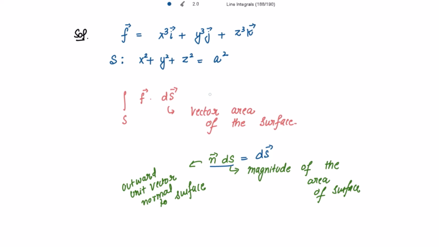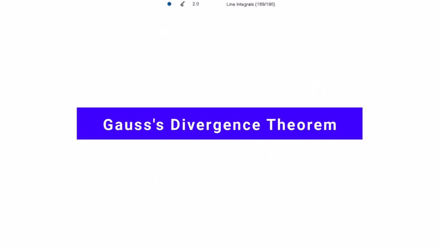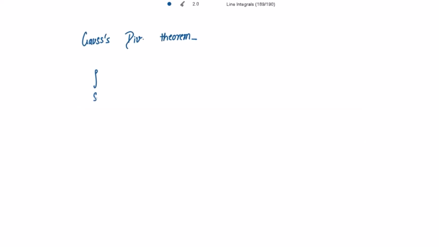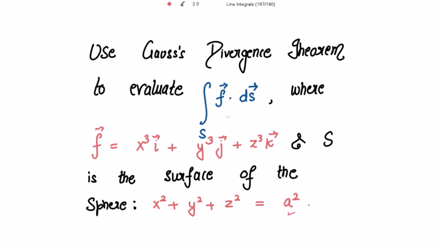So we write this surface integral to be equal to the surface integral of dot product of f vector with n vector ds. What is Gauss's divergence theorem? It is the surface integral of dot product of f vector with n vector ds is equal to the volume integral of divergence of f vector dv.